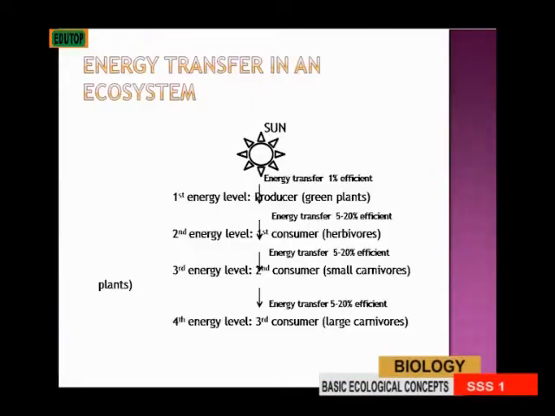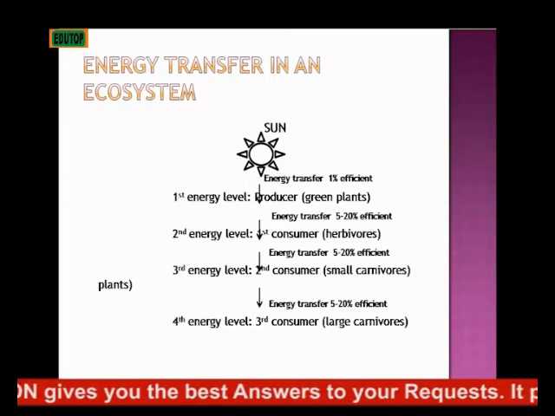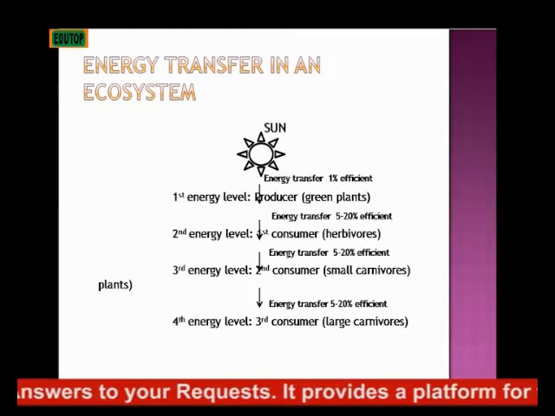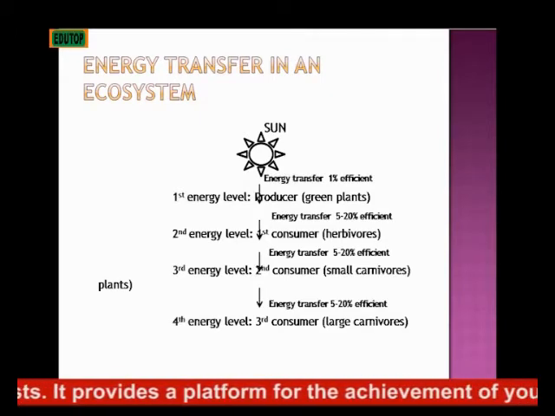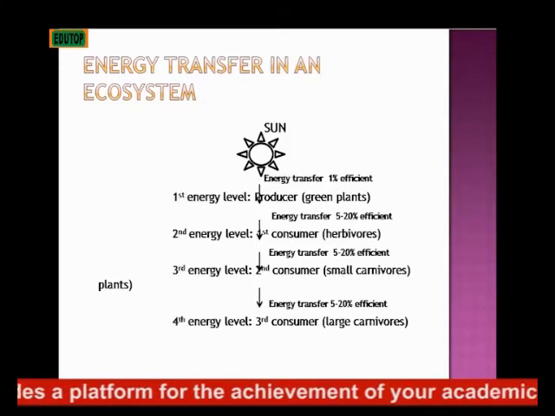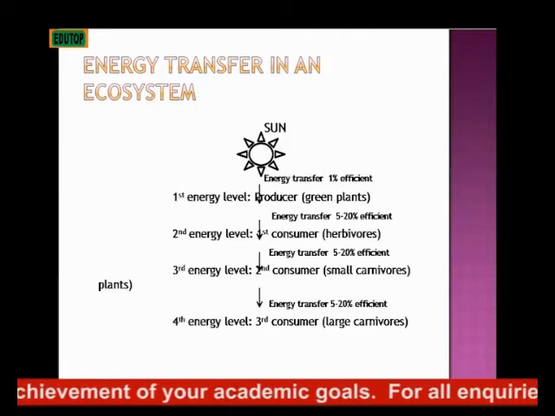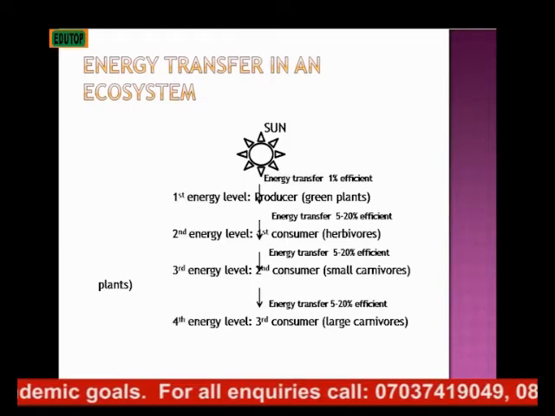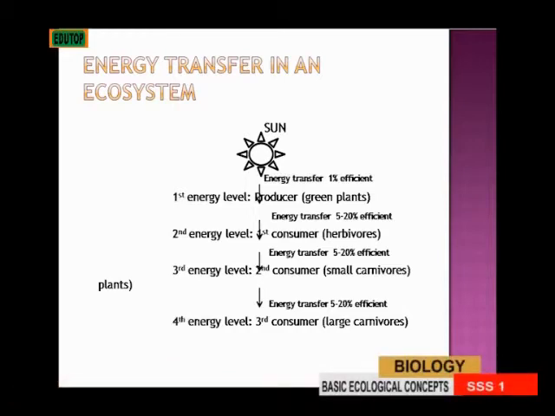Then this is a diagram representing the energy transfer in the ecosystem that I explained the other time. You find the sun being the source of the energy. Then it transfers 1%. It is 1% efficient. Then you find the first energy level, and that is occupied by the producers or the green plants. Then the energy transfer at that level is just 20% efficient. Then you find the second energy level occupied by the primary consumers or the herbivores. And energy transfer there is 5 to 20% efficient.